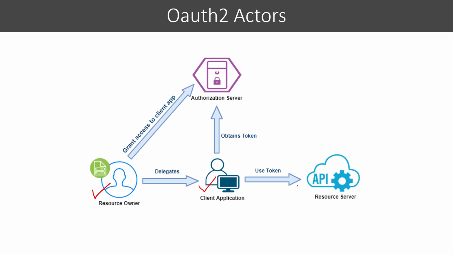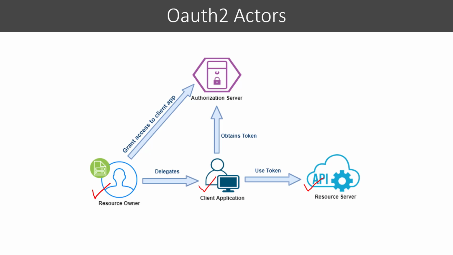The next actor is the resource server. The resource server hosts the protected resources of the user. In the API world, it is where the API resources are hosted. If we consider our example, the Google Photos API server is our resource server. Access to the API resources is allowed only after the client has been authorized by the resource owner, or the user.